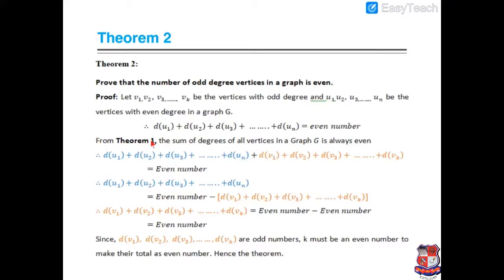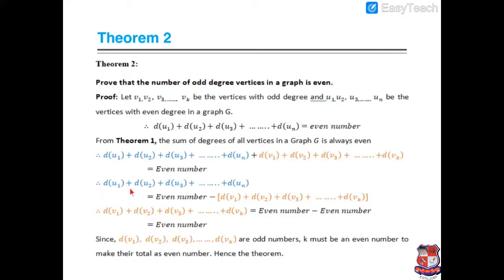Now from theorem 1 we can say that the sum of degrees of all the vertices in a graph G is always even. That means the vertices of graph G are V1, V2, V3 up to Vk and U1, U2, U3 up to Un. Therefore the sum of degrees of all these vertices, degree of U1 plus degree of U2 plus degree of U3 up to plus degree of Un plus degree of V1 plus degree of V2 up to plus degree of Vk, is equal to an even number because of theorem number 1.